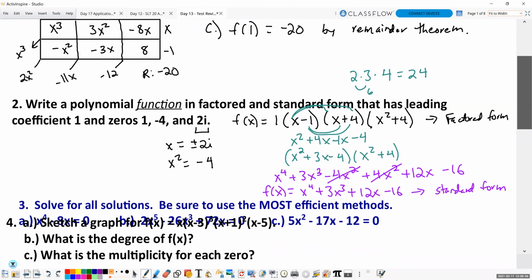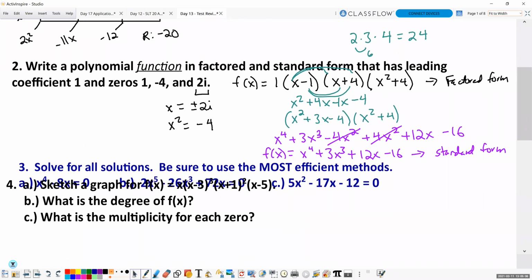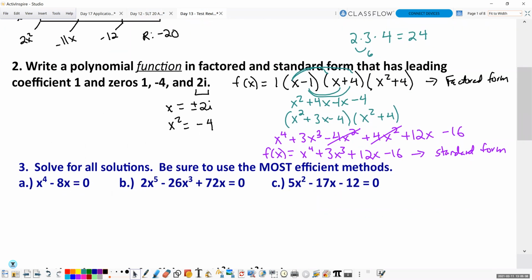Number 3 says solve for all solutions and to do it using the most efficient method. So let's take a look. Letter A, I'm going to start by taking out the x. And I've got x cubed minus 8. Then I'm going to factor x cubed minus 8 using difference of cubes. So what's being cubed? Square the first, multiply them together, square the last, and my signs are same, opposite, always positive.